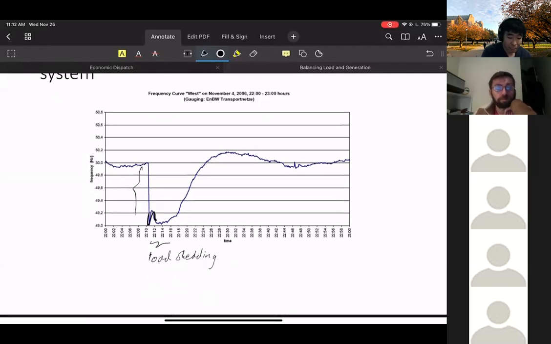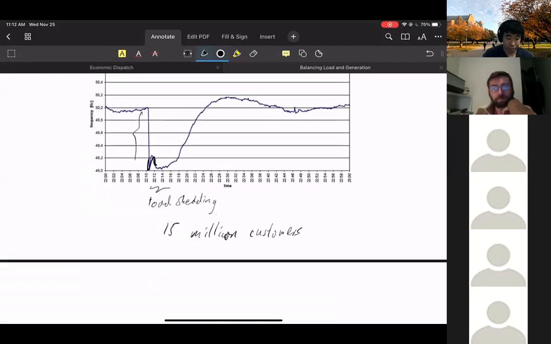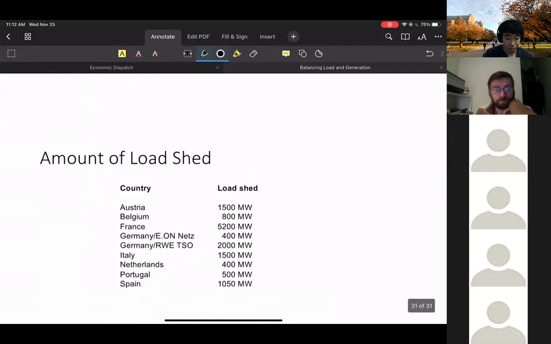But this load shedding happened for 15 million customers. So this was a big event. A lot of people in Spain and Germany lost power because of under frequency load shedding. If you look at the country list, France lost 5 gigawatts, Germany lost quite a bit, and Austria lost quite a bit. So it's a major event.